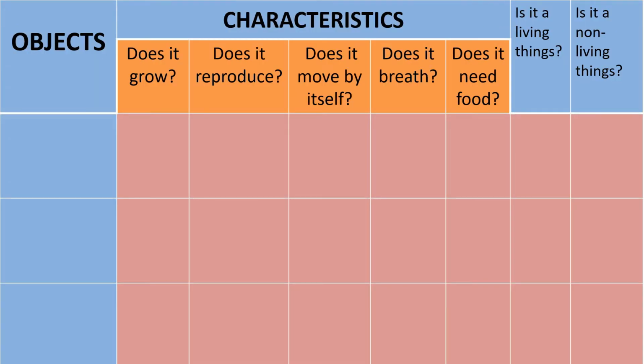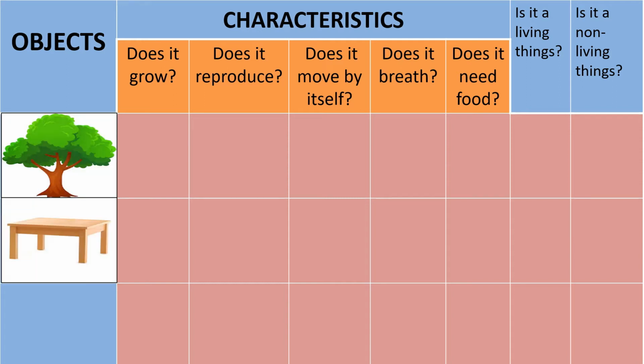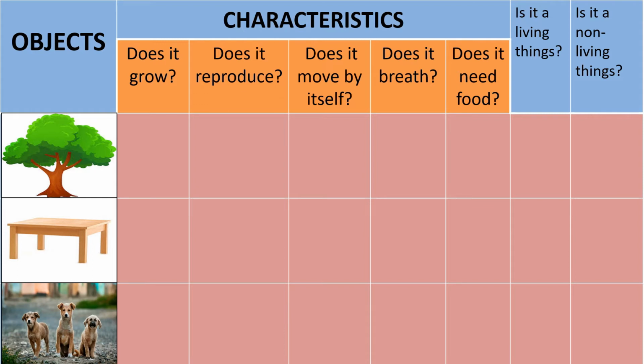The objects flashed on screen are a picture of a tree, table, and dogs. Identify the characteristics of these objects. Does it grow? Does it reproduce? Does it move by itself? Does it breathe? Does it need food? And lastly, is it a living or non-living thing? You may pause the video while you are thinking of your answer.